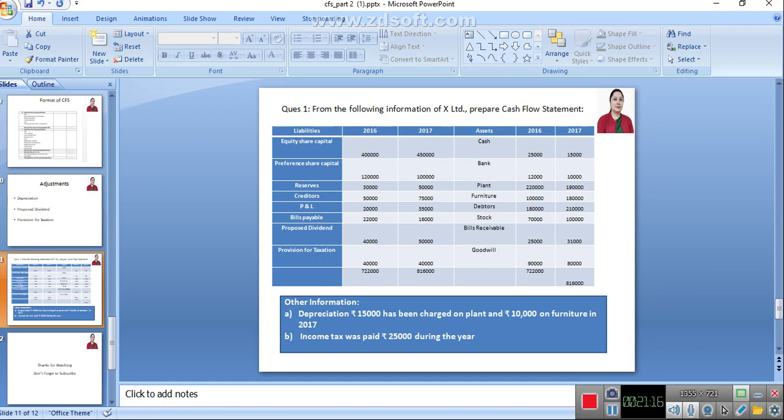Now next is reserves. As you know, cash flow from operating activities starts with the P&L account, and you add back the reserves in that because this is a non-cash, non-operating item. It was 30,000 and then it is 50,000. So reserves are increased, or you can say transfer to reserve by 20,000. So as per the format you write here transfer to reserves 20,000, it will be added here.